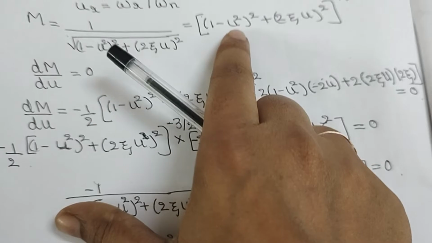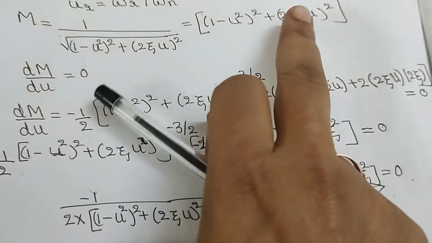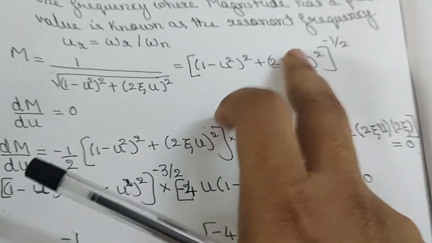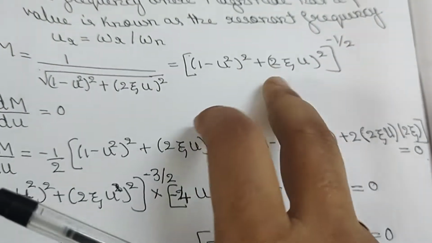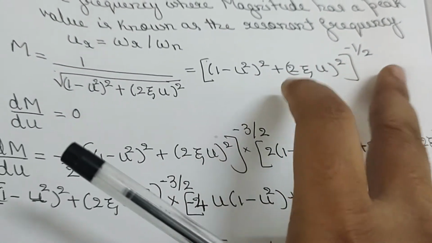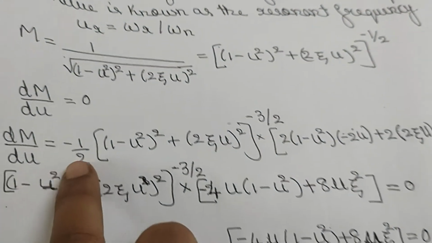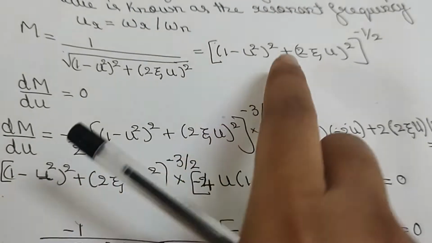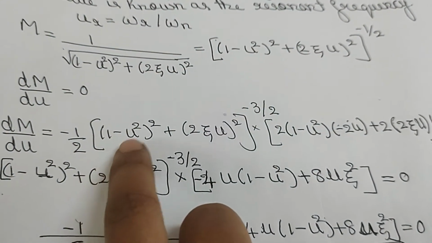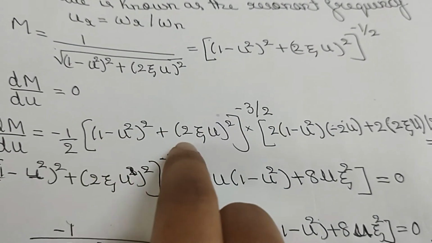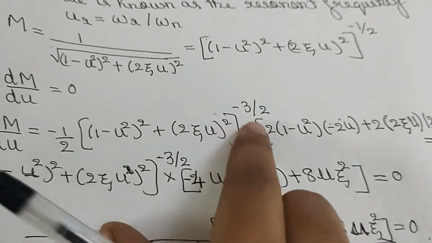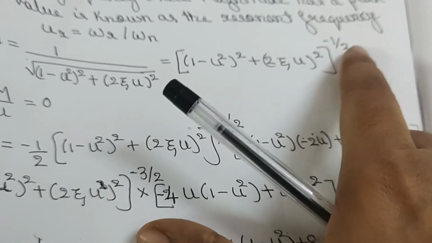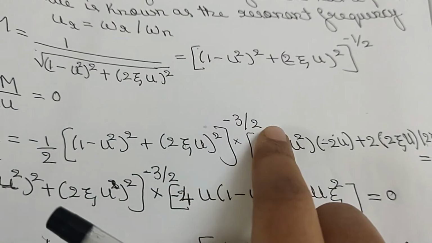What will you get? First you differentiate. For example, if it is a to the power of n, the derivative is n into a to the power of n minus 1. Similarly here n is minus 1 by 2, and the same expression (1 minus u square) whole square plus (2 zeta u) whole square goes to the power of n minus 1. So minus 1 by 2 minus 1 you will get minus 3 by 2.